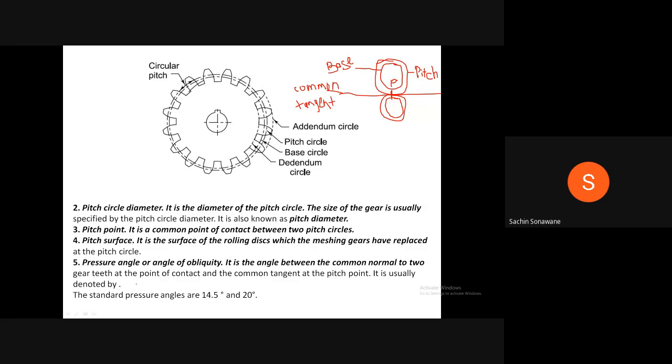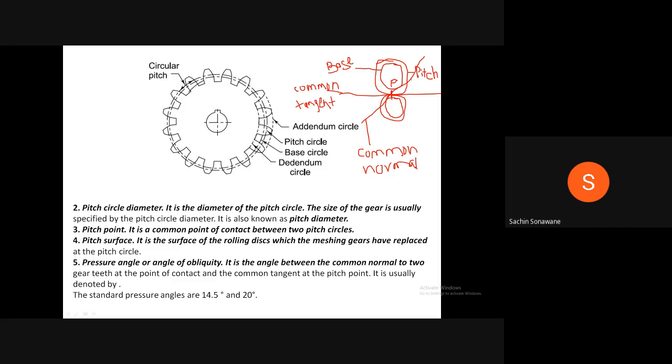What is meant by common normal? The common normal is the line which is tangential to the base circle. I will draw one line which is tangential to the base circle and passes through the pitch point. This line is known as the common normal.